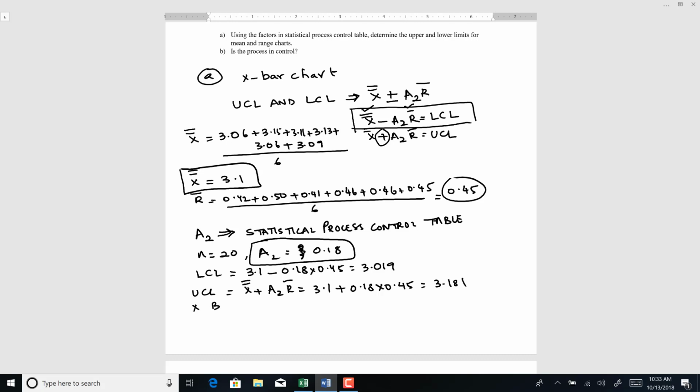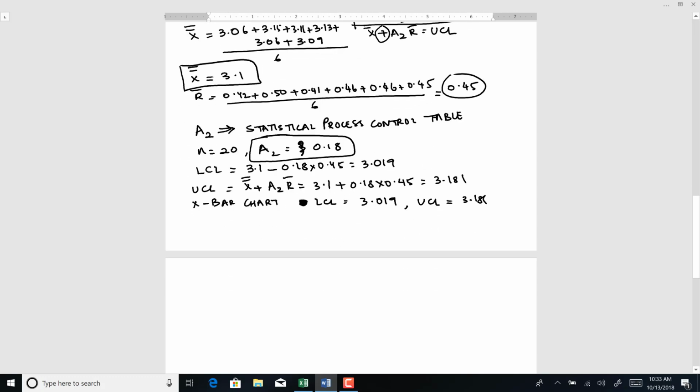So these are our control limits for the X bar chart. The X bar chart will have a lower control limit of 3.019 and an upper control limit of 3.181. Similarly, we can do the R chart.